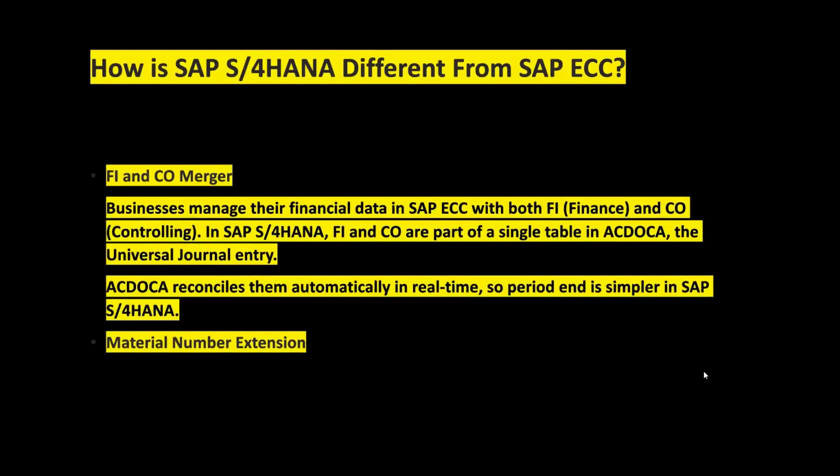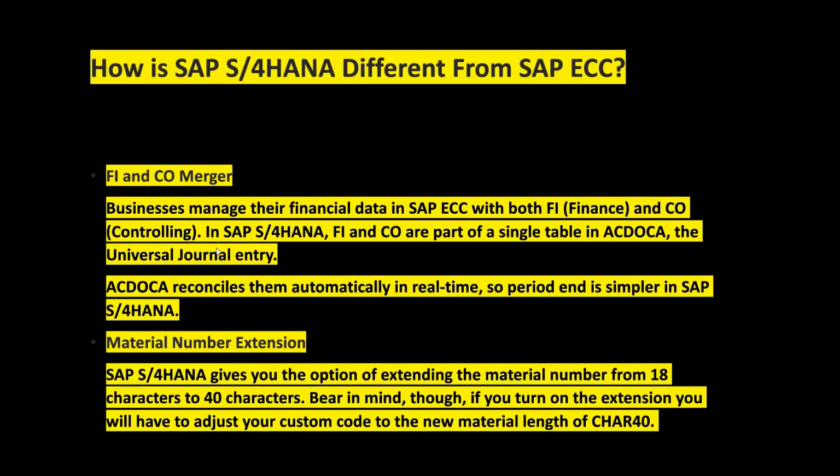All right, a little bit more about finance. So again, we have noticed this for the FI and CO measure. Businesses manage their financial data in SAP ECC with both FI for finance and CO for controlling. And in S/4HANA, the FI and CO are part of a single table in ACDOCA. That's the Universal Journal Entry.